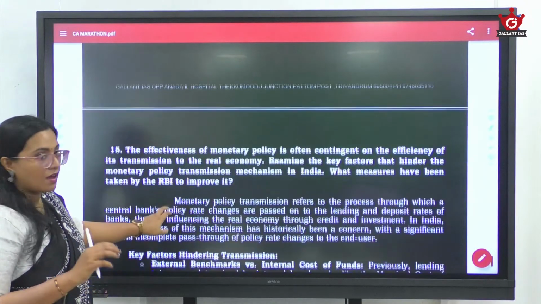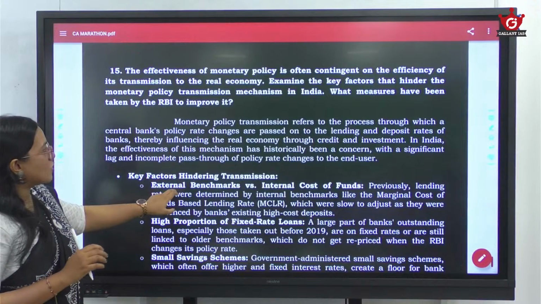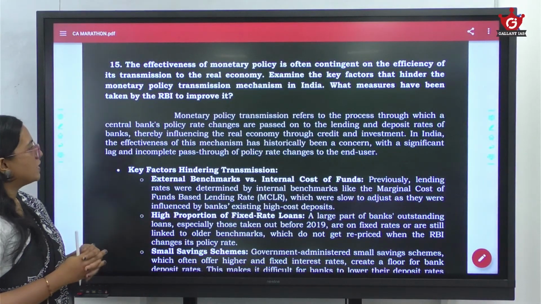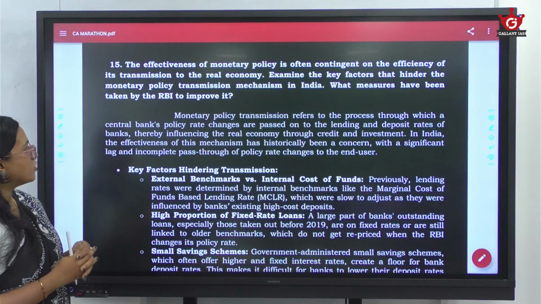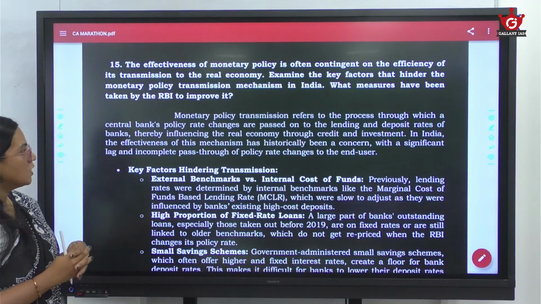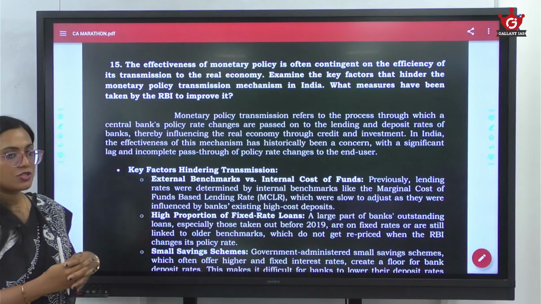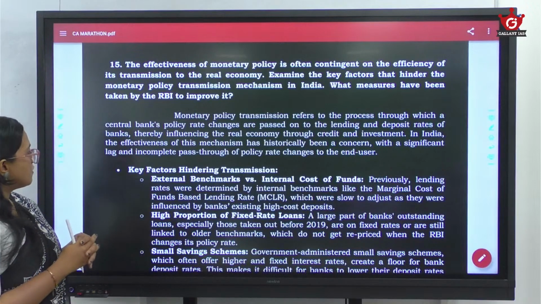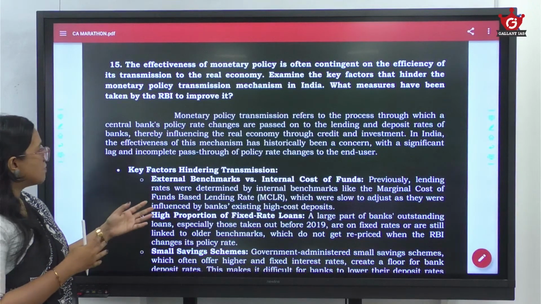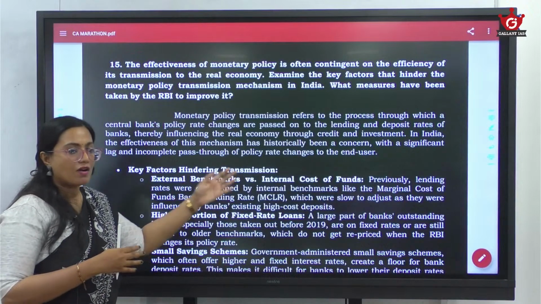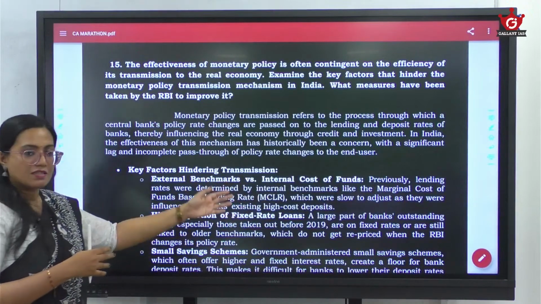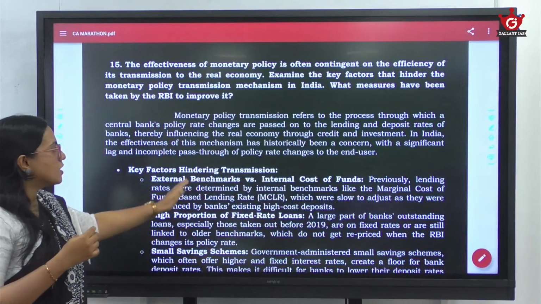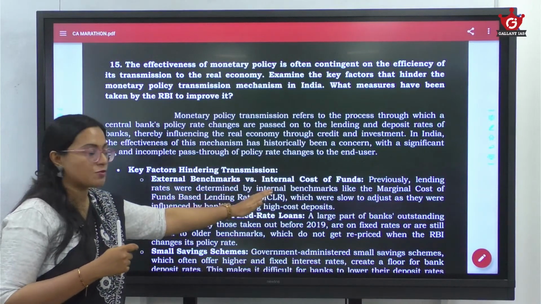The last question: the effectiveness of monetary policy is often contingent on the efficiency of its transmission to the real economy. Examine the key factors that hinder the monetary policy transmission mechanism in India. What measures have been taken by the RBI to improve it? So the question is basically about monetary policy transmission. It refers to the process through which the central bank's policy rate changes are passed on to the lenders and the borrowers. How is it passing on to the lending and the depository? That is what monetary policy transmission means.